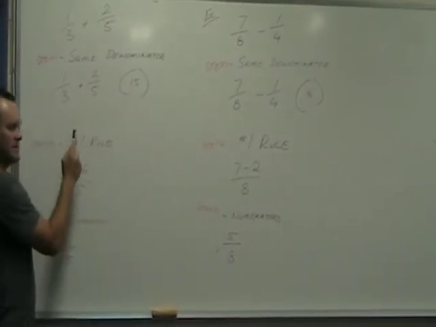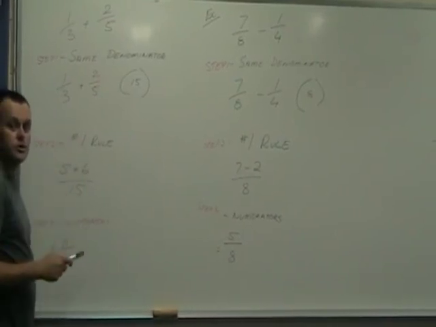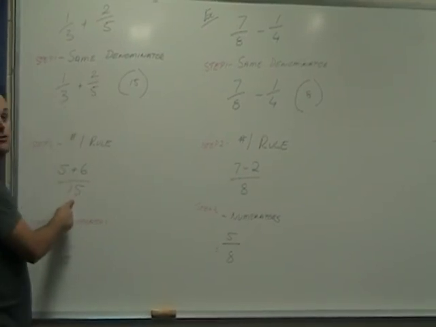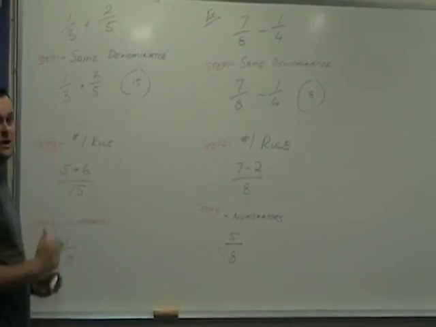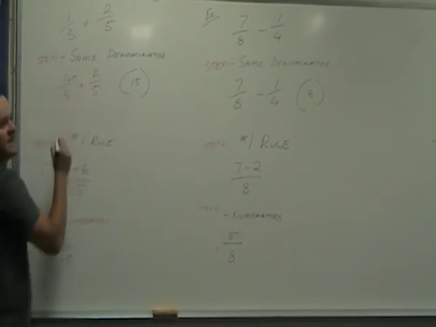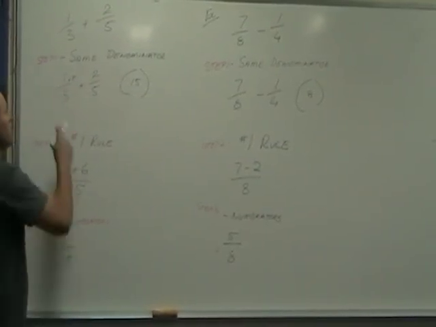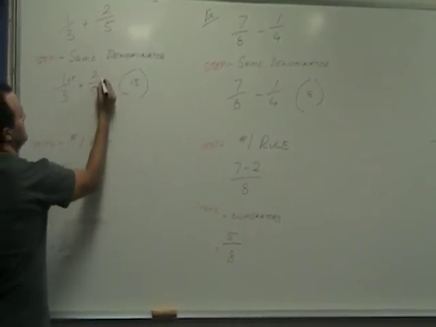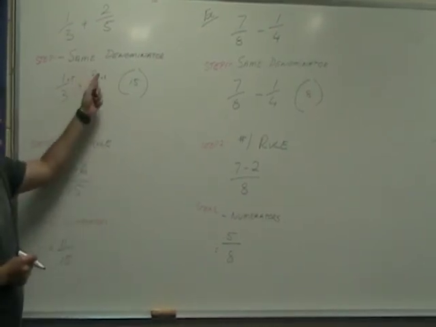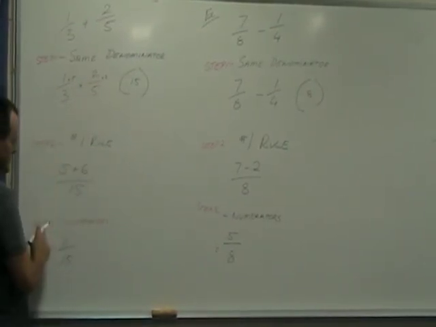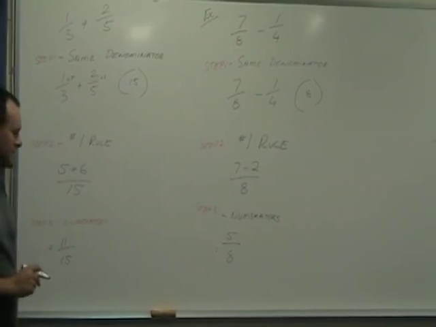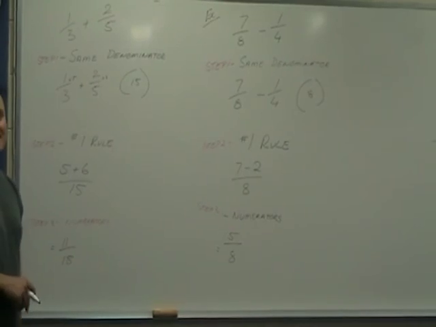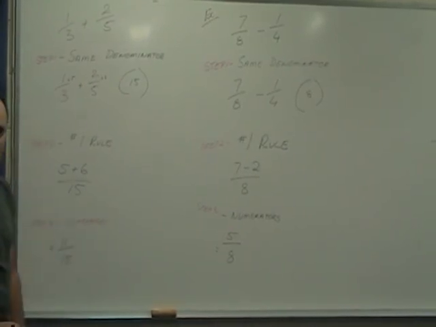Now, step number 2. Let's do the number 1 rule. What you do to the bottom, you must do to the top. What did we do to 3 to turn it into 15? We times it by 5. Sometimes it helps to write that up there to remind you. 1 times 5 is 5. What did we do to 5 to turn it into 15? We times it by 3. So let's write that up there. 2 times 3 is 6. Then, step number 3, we just need to add those numerators together. 5 and 6 is 11. So we get 11 over 15 as an answer. Give it a big tick, please, if you got it.